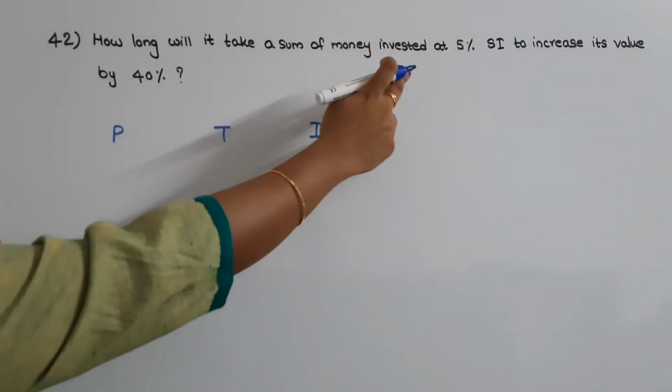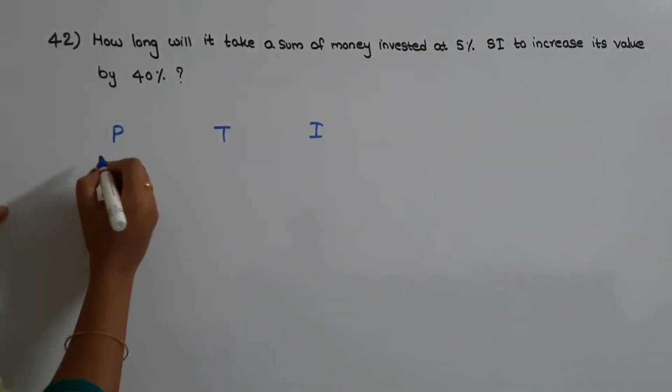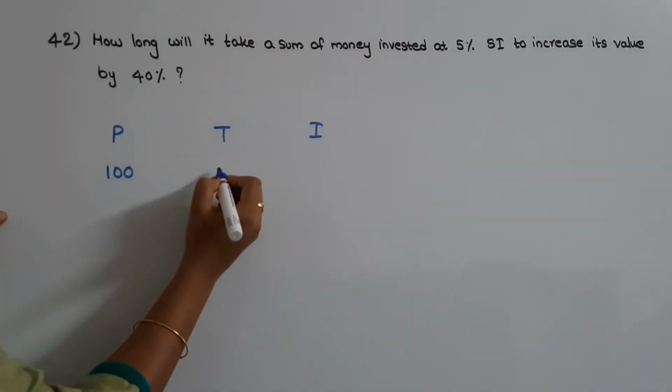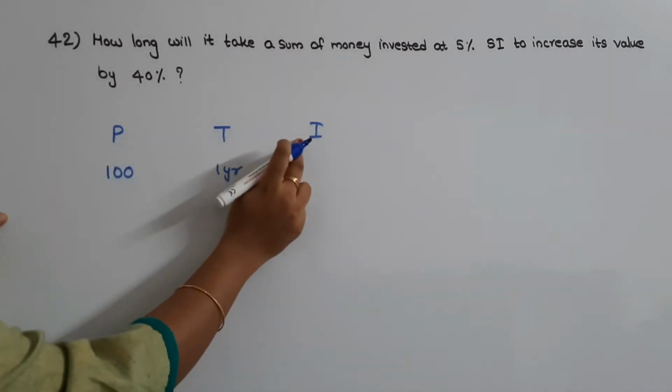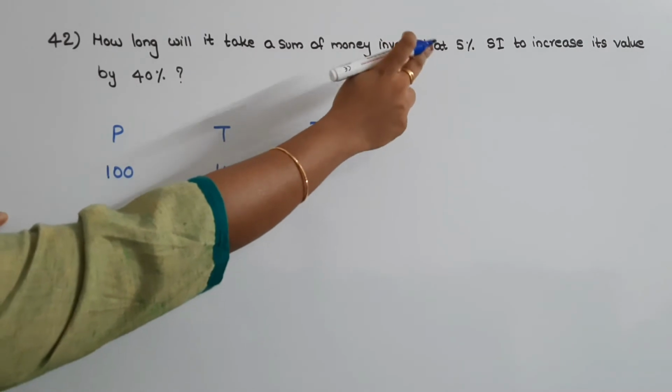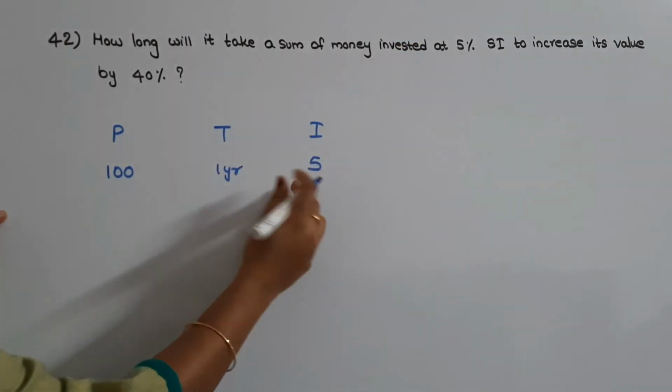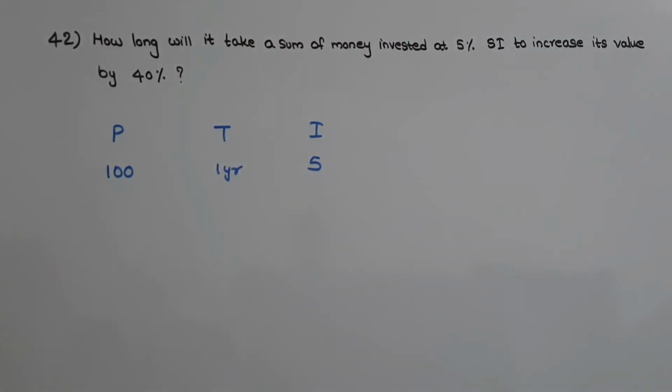So rate of interest is 5% means when the principal is 100, time period is 1 year, interest will be equal to rate of interest. So rate of interest is 5. So the interest will be equal to 5.